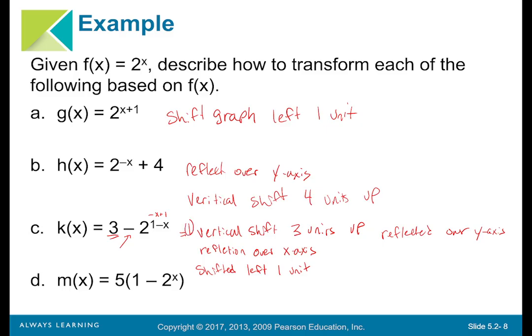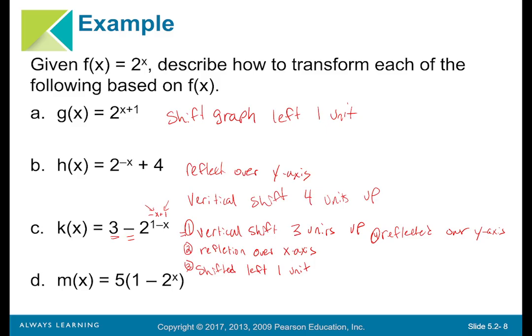So that's 1, 2, 3, 4 different transformations done on this one. And let's double check, right? We have the shift up from here. We have the reflection from this negative. We have the reflection from this other negative. And we have a shift from the plus 1. And those are all the operations that were done to the original function 2 to the x. So we know we've picked up all of the different transformations that have happened.